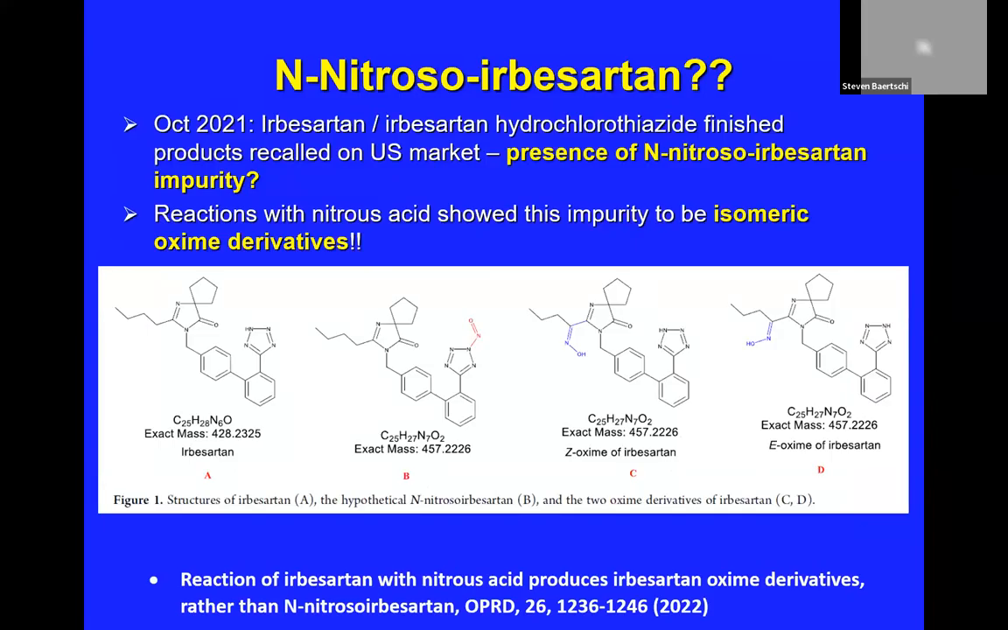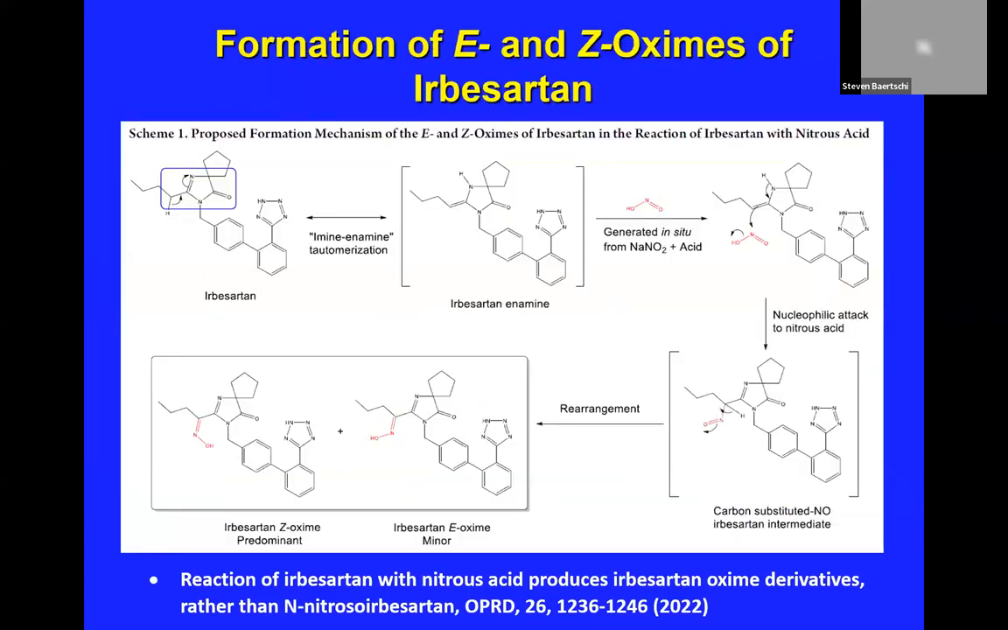Irbesartan was recalled in the U.S. market in October 2021 because of the presence of N-nitroso-irbesartan. And it turns out that what was believed to be N-nitroso-irbesartan was not. It was actually oxime derivatives, and they were isomeric. The reaction was presumed to give an N-nitroso, and actually these oximes are not nearly as toxic as the N-nitroso compounds. The reaction mechanism that the researchers published appears to involve the formation of an enamine.